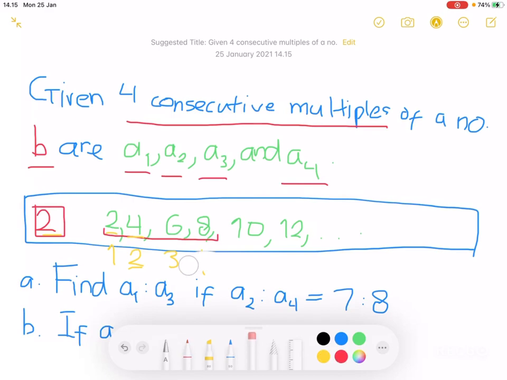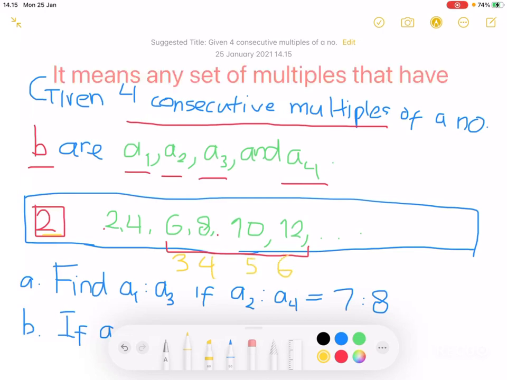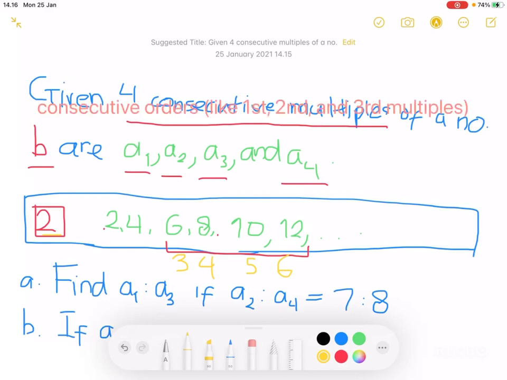And you can also take different groups from this set. For example, you can just take 6, 8, 10, and 12. This is also a group of consecutive multiples. Notice the orders are 3, 4, 5, and 6, and these are consecutive orders. So as long as you have consecutive orders of multiples, they are consecutive multiples. That's my brief explanation of what consecutive multiples are in this problem.